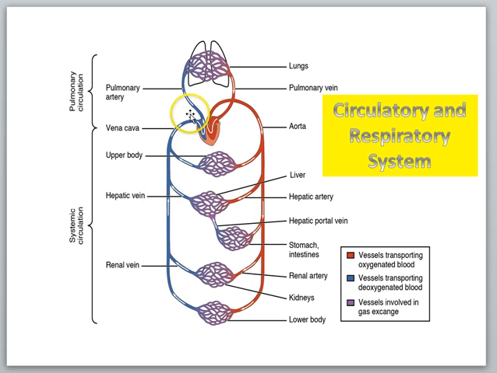And the blue blood makes its way back to the right side of the heart to be pumped to the lungs to get rid of the carbon dioxide and pick up some new oxygen. So we have two cycles, two circuits, you might say. The right side of the heart is pumping blood to the lungs and then back to the heart, and the left side of the heart is pumping blood to the body and then back to the heart.